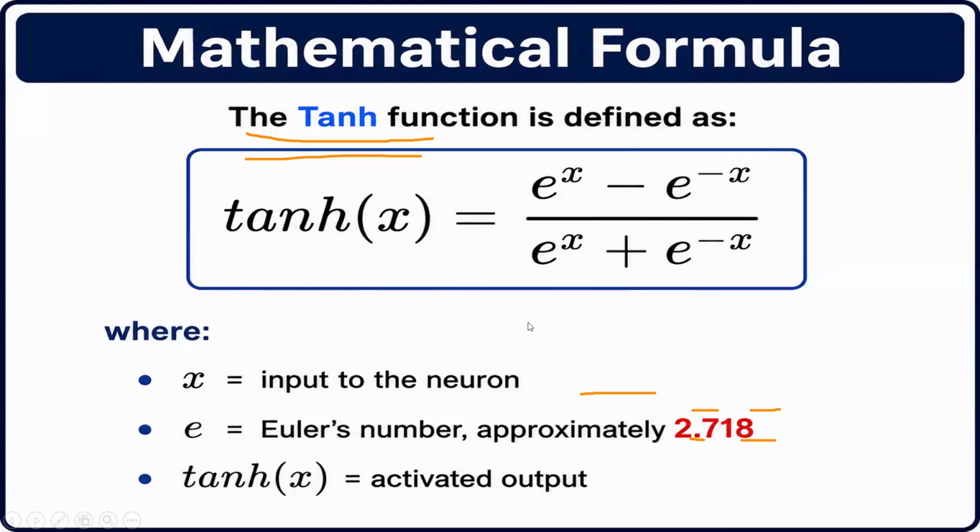Now, what is the mathematical definition? The mathematical definition of tanh is given as e raised to x minus e raised to minus x upon e raised to x plus e raised to minus x. Here x is the input to the neuron, e is the Euler number and tanh is the activation output. This function is applied at the neuron level.